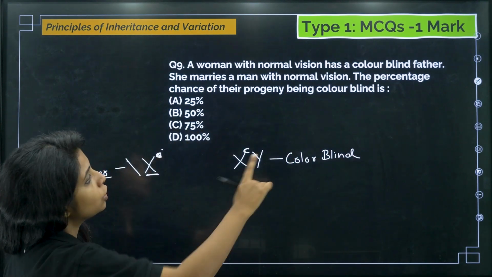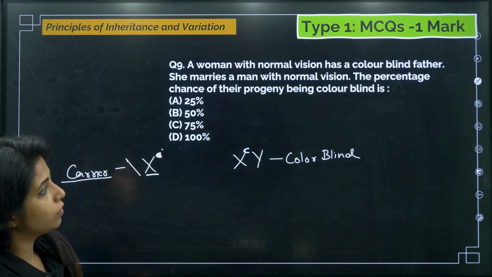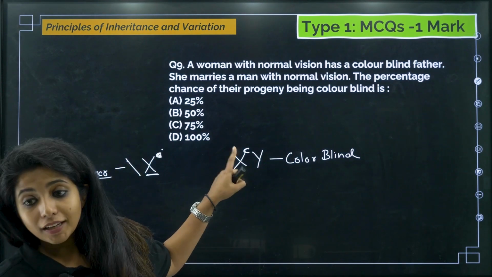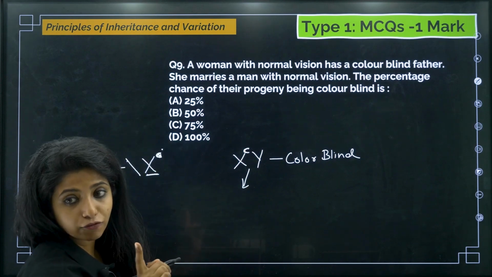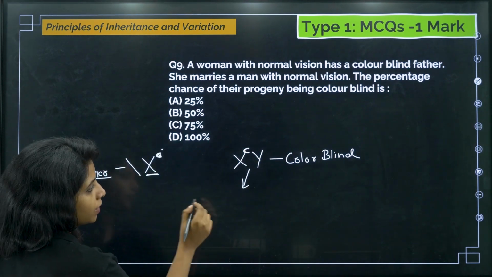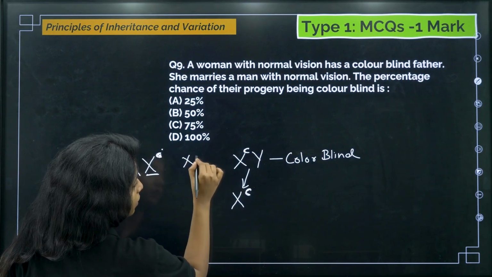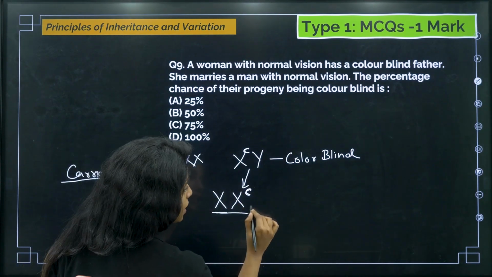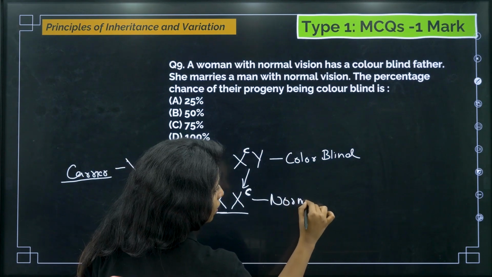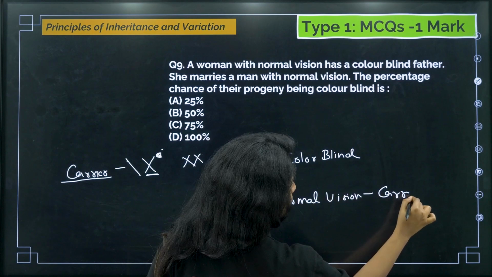A woman with normal vision has a colorblind father. She marries a man with normal vision. So if the father is colorblind, then the daughter will obviously be a carrier, if she has normal vision. From her father she got the affected X, but from her mother she probably got a normal X, which is why she has normal vision, as she is just a carrier, my children.